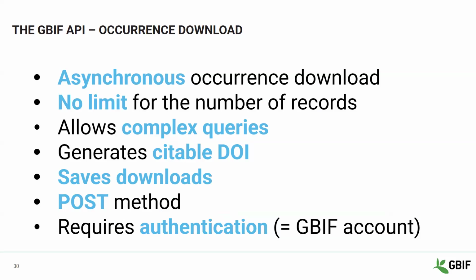And the best part is that when you download the data using this, you also get a citable DOI, which you require for any research. It saves the downloads in your memory. It uses the POST method. And if you remember earlier, the GET method doesn't need authentication, but the POST method will need authentication. You need a GBIF account. If you have carefully read the email, you should have registered with GBIF and have your own account so that you can run these queries.